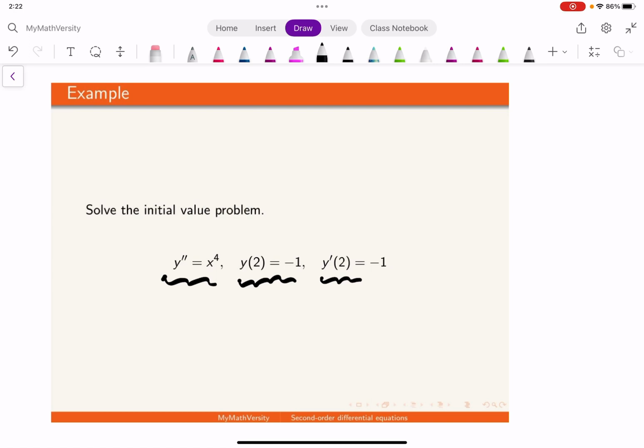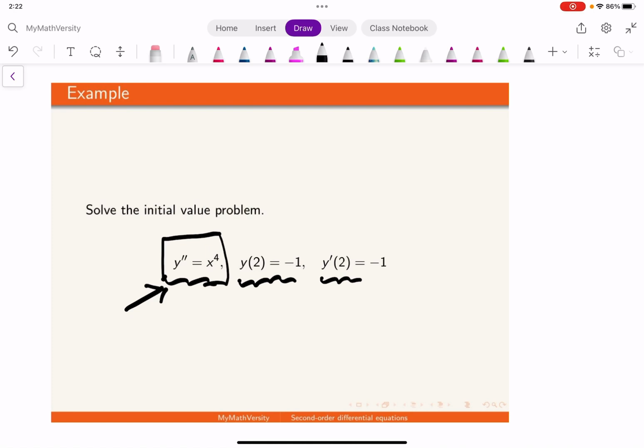So to solve this initial value problem, we'll first be solving the differential equation. That means we'll be getting the general solution of this differential equation if possible, and then applying the initial conditions, or we'll see what to do next. To solve the differential equation, here you can see we have y double prime given as a function of x, right?